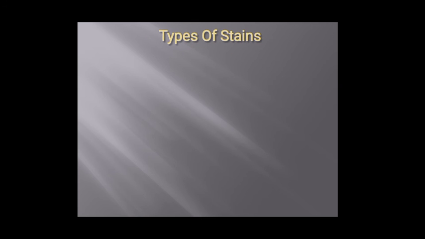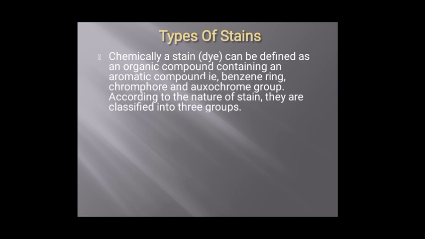Now we switch over to the types of stains. Chemically, a stain can be defined as an organic compound containing the aromatic compound, that is the benzene ring, the chromophore group and the oxochrome group. Now, on the basis of the nature of the chromophore group, these stains can be classified into 3 groups.